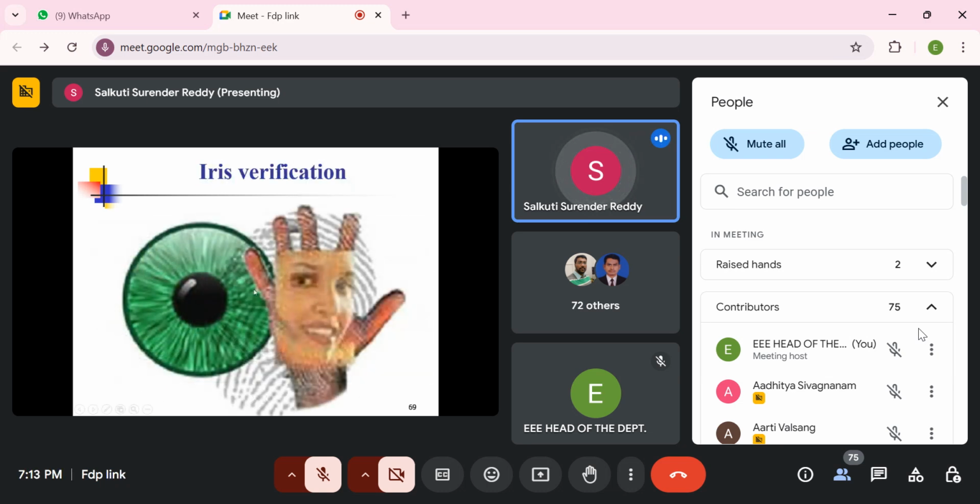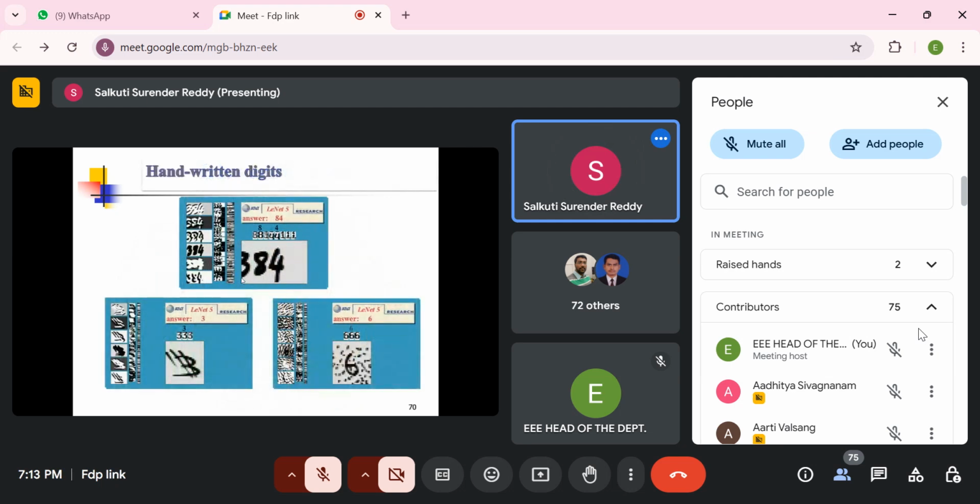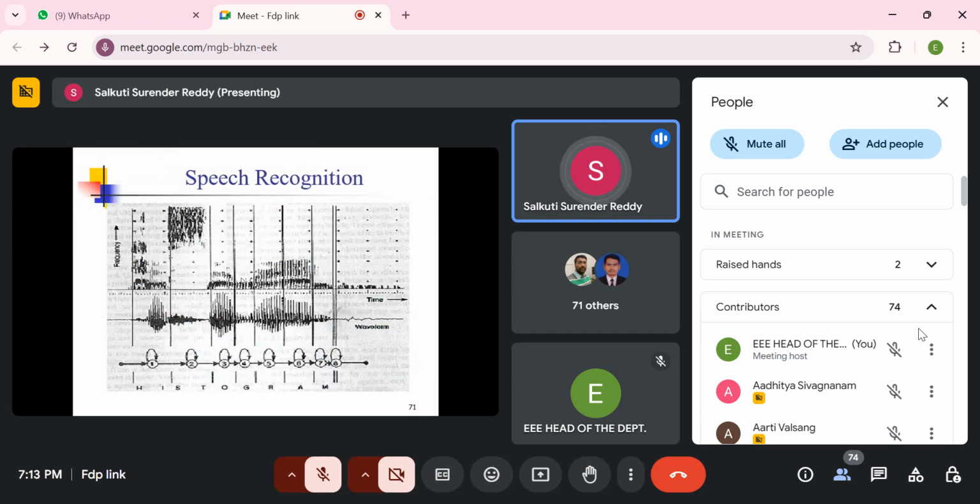And also we use it for iris verification. So we use machine learning. And also we use this for handwritten digits, so to identify the digits which are written by hand, we can use this machine learning. And also we use machine learning for speech recognition.